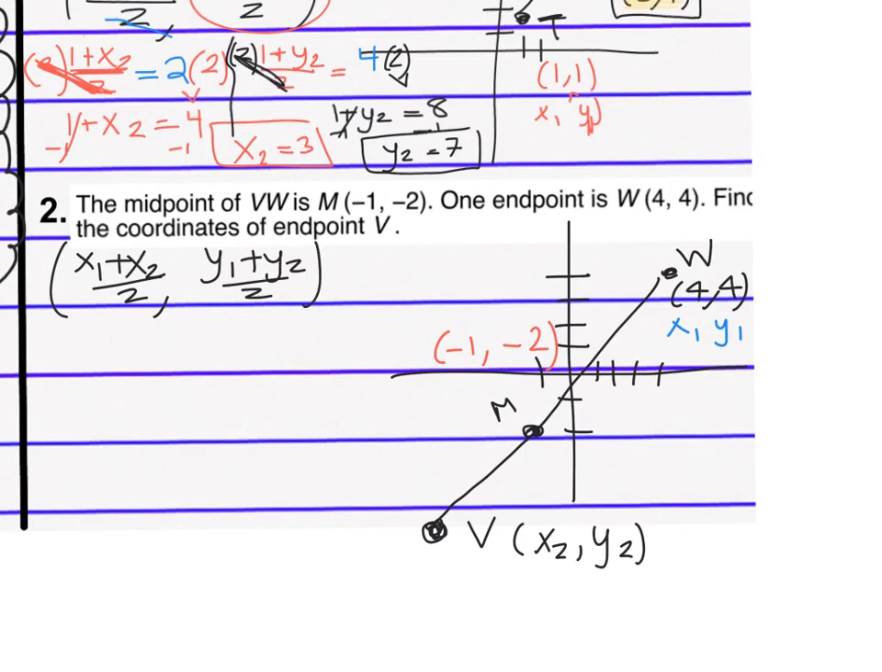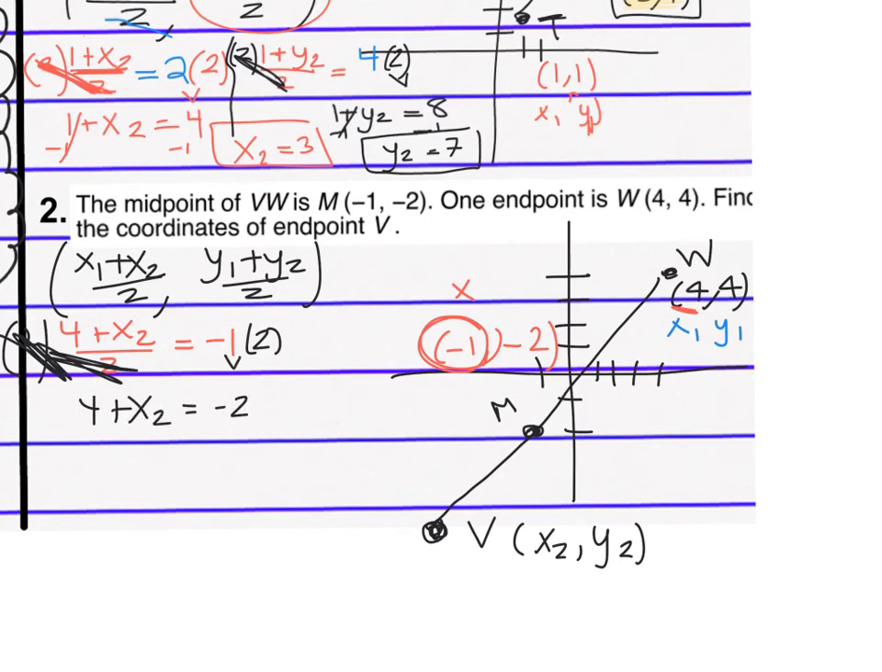Plug in your numbers. X1 is 4. I'm going to start with the x's. X2 I don't know. That's what I'm trying to find. It should equal the x value of my midpoint. It should equal -1. Same 2 steps. Get rid of your fraction. Multiply by 2. So I get 4 plus x2 equals -2. -1 times 2 is -2. I'm going to minus 4. X2 equals -6. -2 minus 4 is -6.